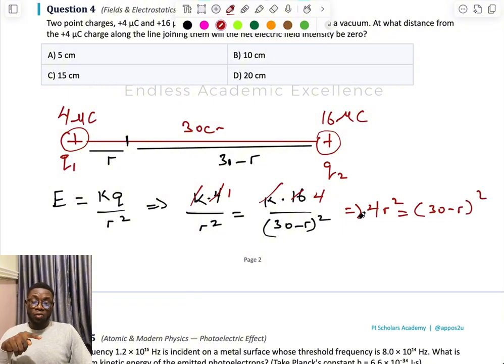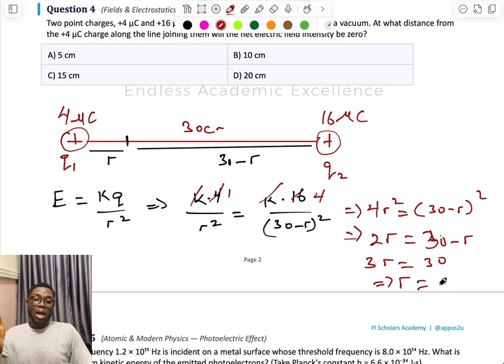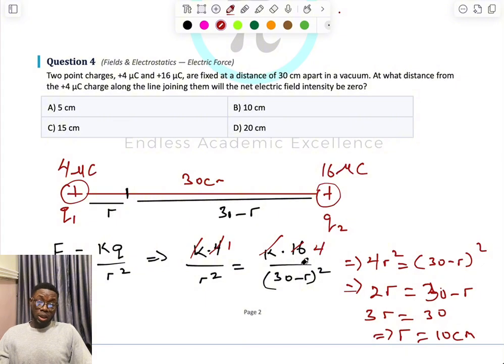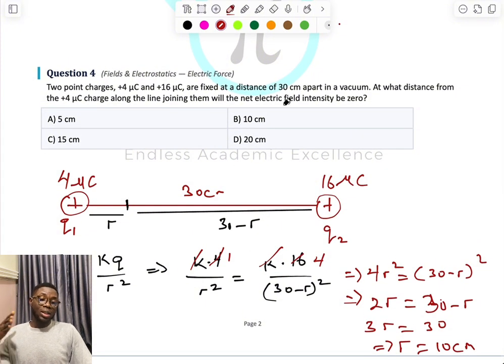It's a good thing these are perfect squares, so we can easily find the square root. If you find the square root of this, that will be 2R, and if you find the square root of this, that will be 30 minus R. So when you solve for R, you take R to this place, you have 3R equals 30. So that implies that R will be equal to 10 centimeters. By the way, I did not bother converting 30 centimeters to meters here because I'm doing a kind of comparison, so the whole thing ratios out. So the correct answer to this is 10 centimeters.